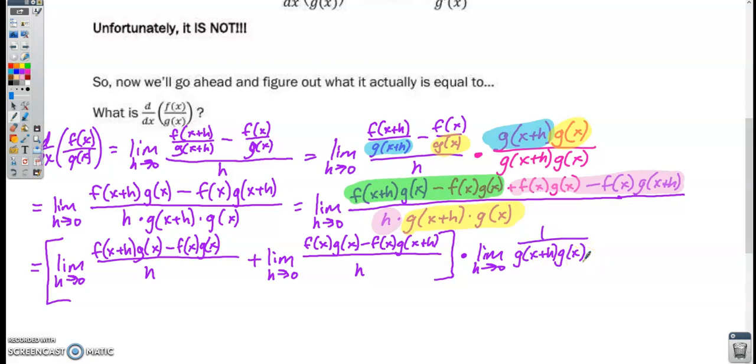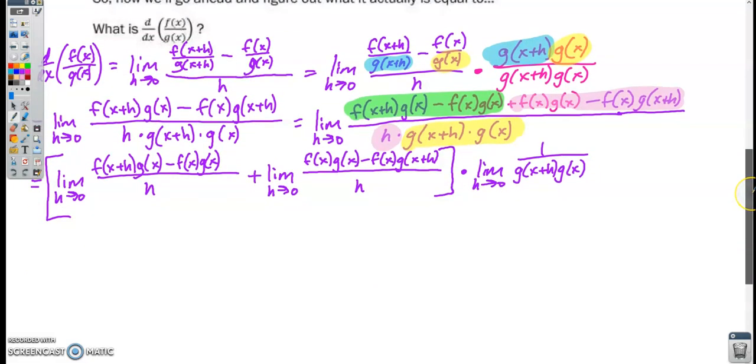Let's see, what else can we do? Okay, some factoring in these first two limits is going to help us. In this first one, we're going to factor out a g of x.